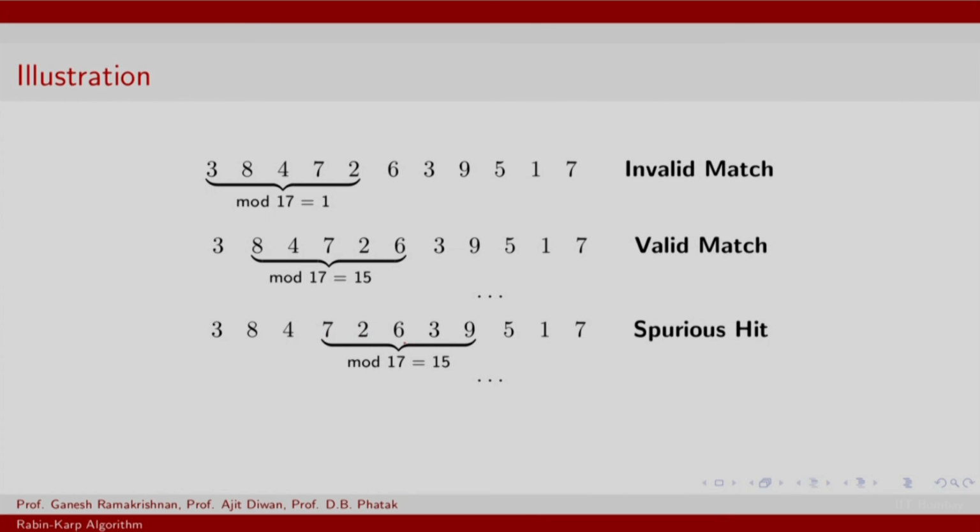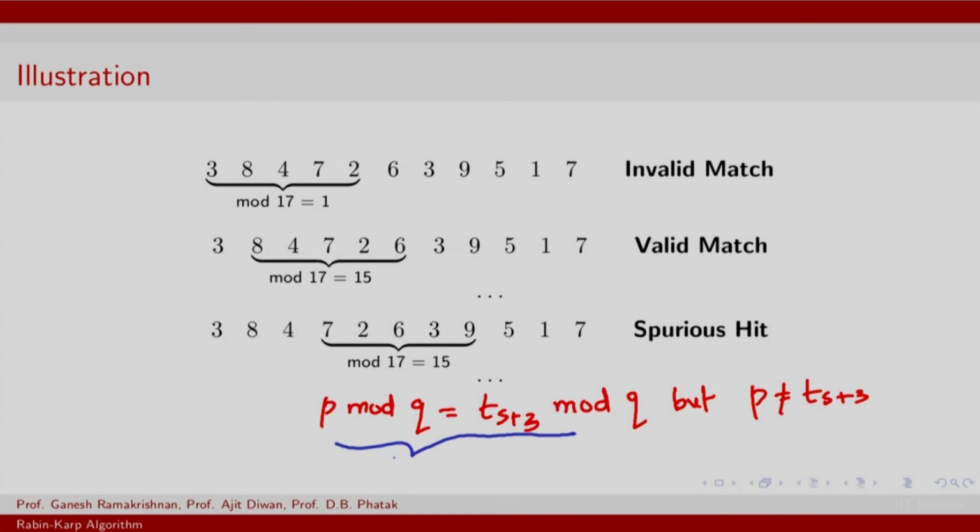Next, 72639, well, you get the same mod 17 value here, so we find that P mod q equals Ts plus 3 mod q, but P is not equal to Ts plus 3. So there was a false alarm that the hash value collision alerted us to. So this is the price we need to pay for computing the hash function.